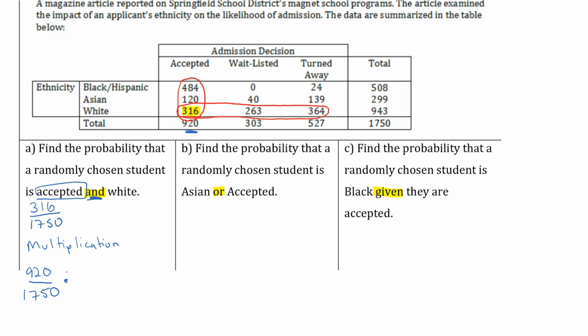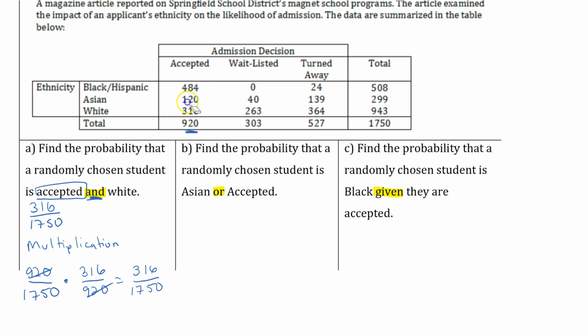And then out of those 920, we want to narrow it down even more. How many of them are going to be white? Well, we're only looking at these 920. And out of those 920, how many of them were also white is just, again, this overlap. The 316. So this would be times 316 out of those 920. And as we see, these 920s actually just cancel out, and we end up with the 316 out of 1750. So both methods work, the multiplication rule or just looking it up on the table. Let's take a look at the next one.